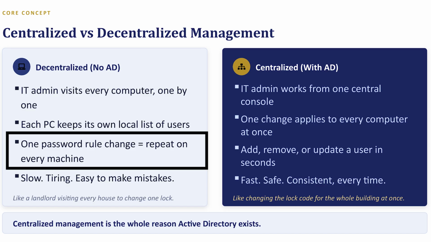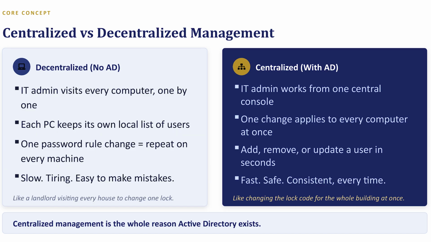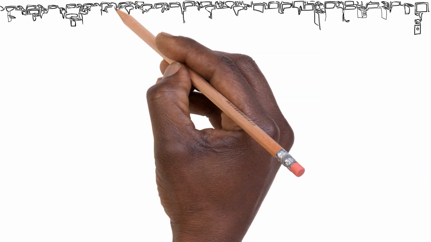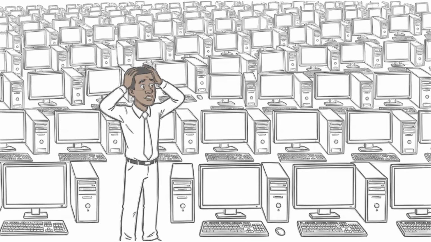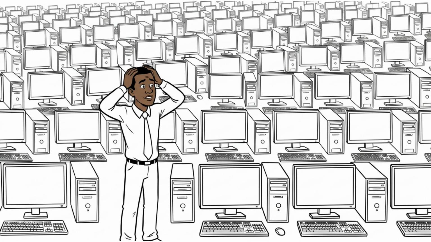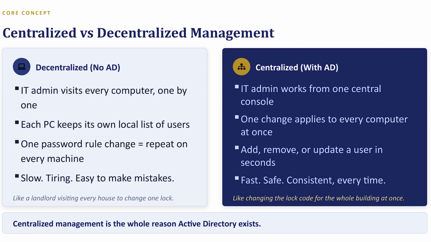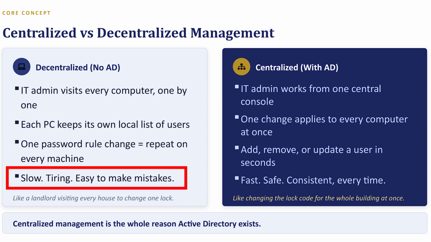Now, imagine you have 5 computers. Maybe that is annoying, but it is possible. Now, imagine you have 5,000 computers. That is a completely different problem. If you have to visit 5,000 machines individually to make one security change, you are going to waste an enormous amount of time. And the slide summarizes the problem. Slow, tiring, easy to make mistakes. That is the disadvantage of decentralized management.